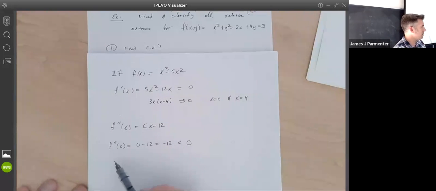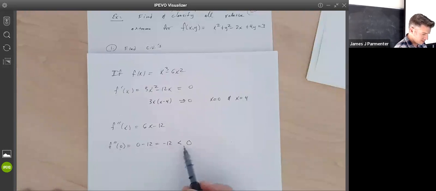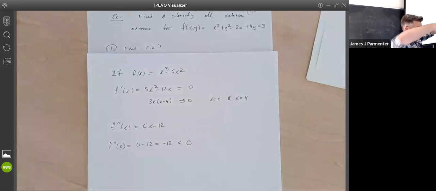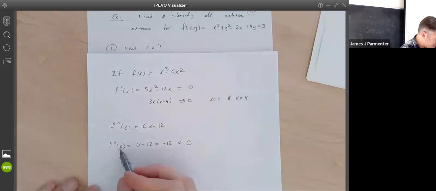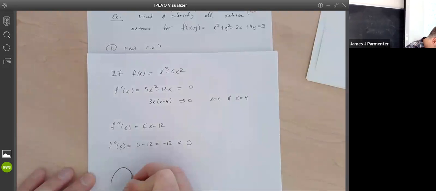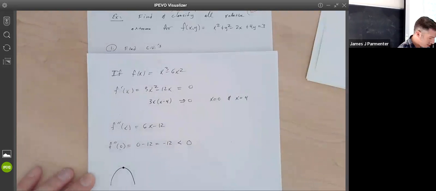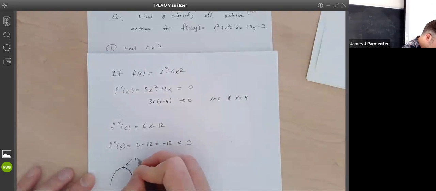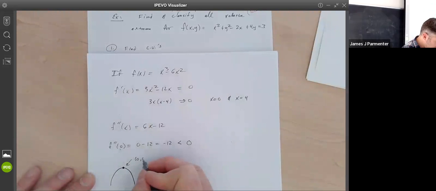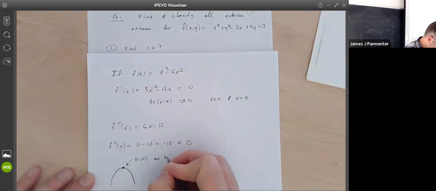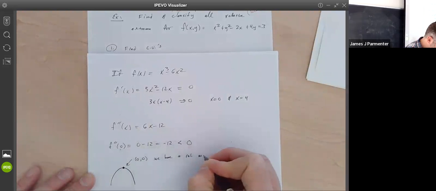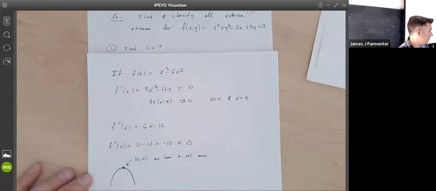So what does this mean? Well, it means that at this critical point from the first derivative, the second derivative is negative. And if the second derivative is negative, that means the concavity is which way? Right? It's concave down, it's open. So we're saying at this point, at 0, the function has to be concave down, meaning that at 0, comma whatever, it's actually 0, 0, we have the relative maximum because the function's concave down there, and it was a critical point of the first derivative.